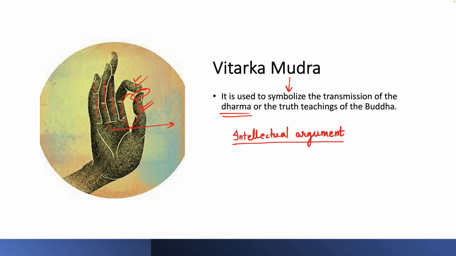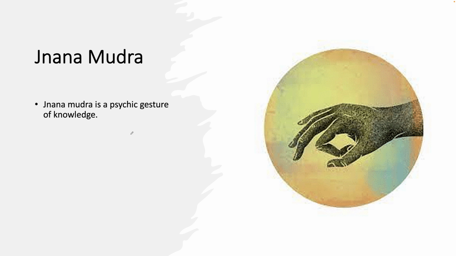Then we have our next mudra, Gyan Mudra. Now this is also called the psychic gesture of knowledge. In Buddhism, it represents wisdom, knowledge, and insight. This is also known as the gesture of wisdom. To perform this, the tip of the index finger is pressed to the tip of the thumb, while the remaining 3 are extended straight like this.